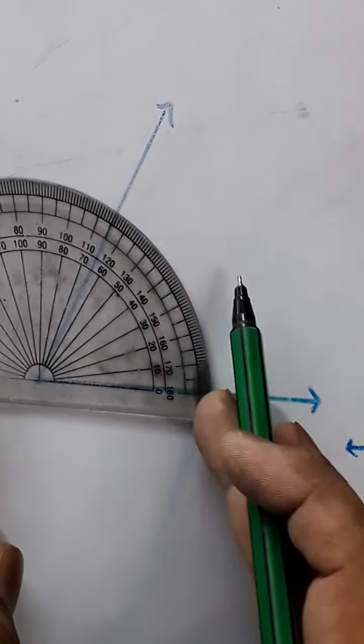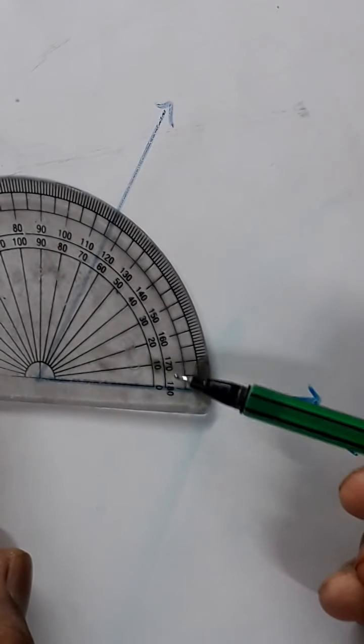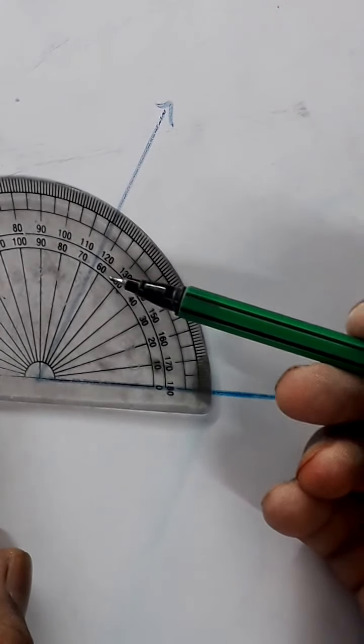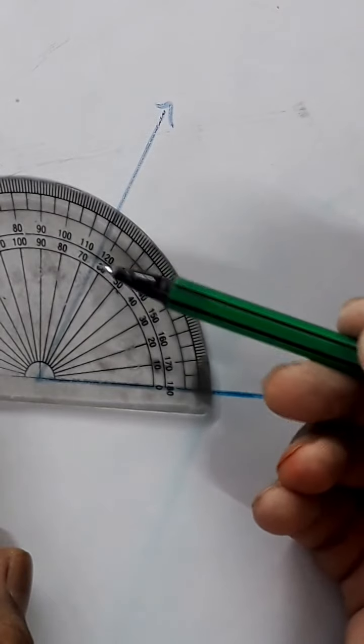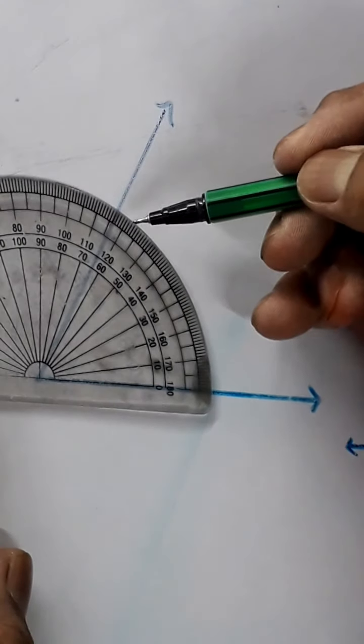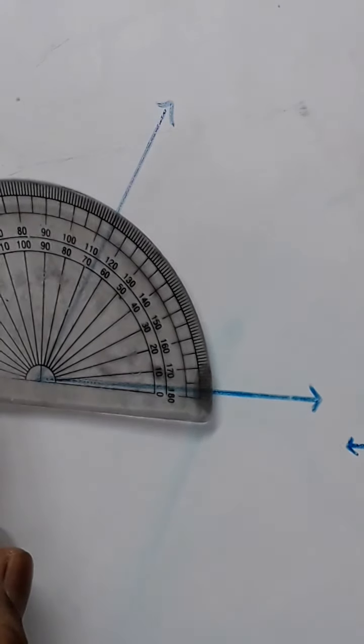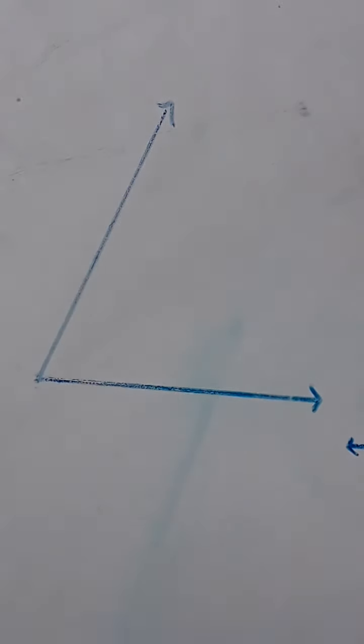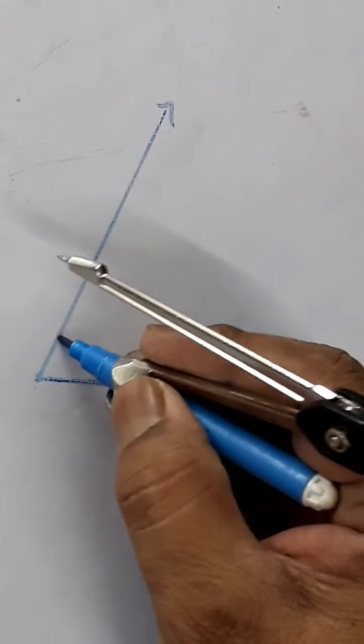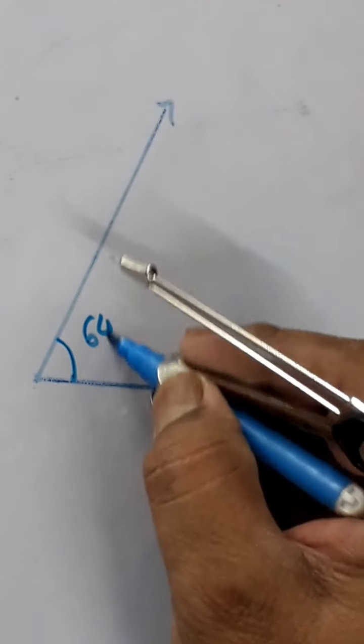Let us start the measurement here. 0, 10, 20, 30, 40, 50, 60. It lies between 60 and 70. This 61, 62, 63 and 64. This angle is 64 degree. Here this is 64 degree.